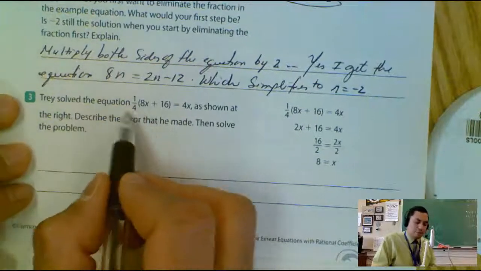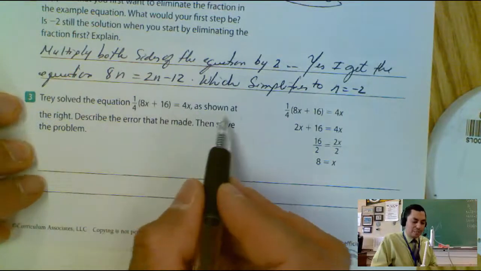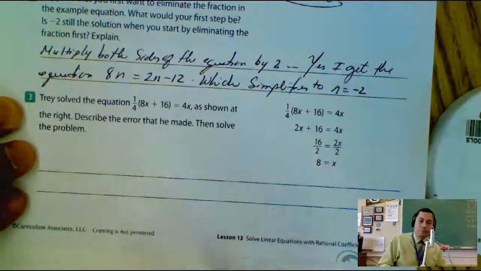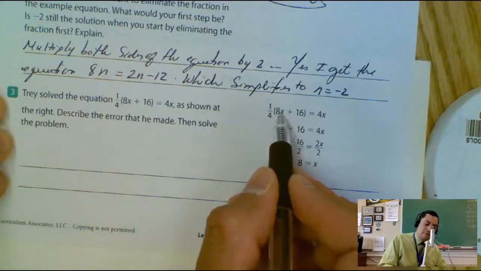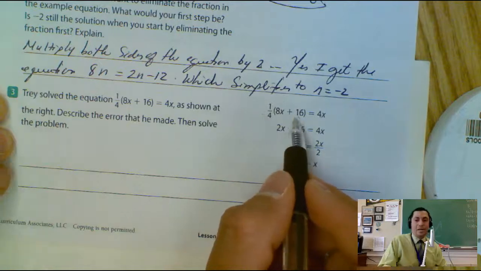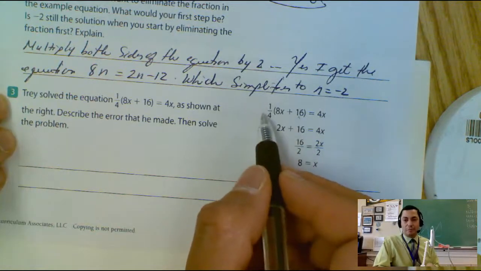Trace solve the equation 1/4 x plus 16 equals 4x as shown at the right. Describe the error that was made, then solve the problem. Where's the mistake? Okay, he forgot to multiply 16 by 1/4.